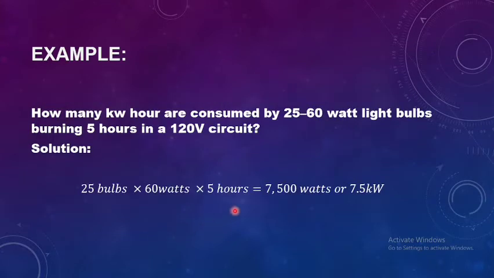So we have here how many kilowatt hour are consumed by 25 60 watt light bulbs burning 5 hours in 120 volts. So, sa problem na to, wag po kayong malito. Ibig sabihin po nito, we have 25 na light bulbs na tag 60 watts. So, we have to solve the kilowatt hour consumed. So, we just multiply the 25 bulbs that we have times the 60 watts times the 5 hours. So we have 7,500 watts, or 7.5 kilowatts.